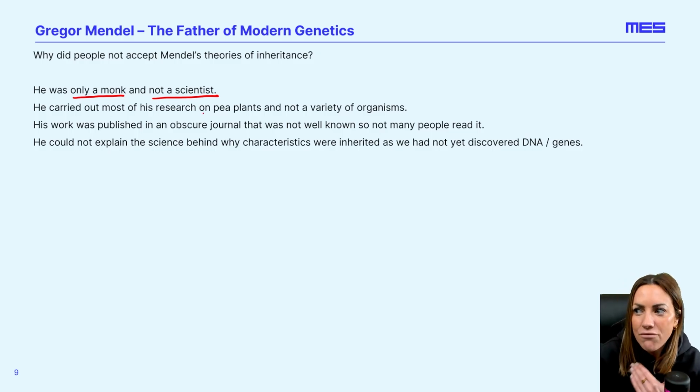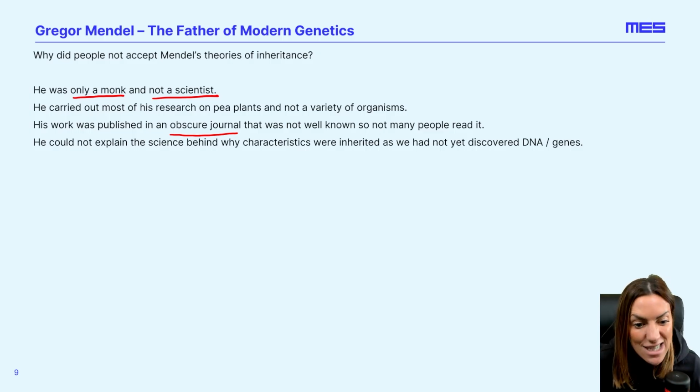He carried out most of his research on pea plants. So I suppose scientists weren't sure whether you could generalize his findings to other organisms and other species because he mainly just worked on pea plants. His work was published in an obscure journal. So it was published, but it was more in like a gardening journal as opposed to a scientific journal. So again, not many scientists read his work, didn't carry out experiments to provide additional evidence, didn't back it up, didn't peer review his work.